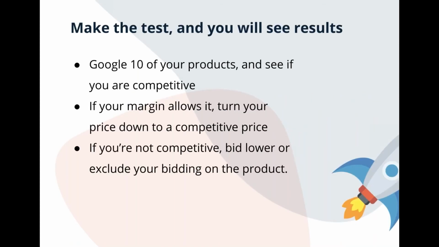You can make a simple test manually to see which products have competitive prices, where you take your top 10 best-selling products and search for them on Google Shopping. If you're not competitive, you need to set a lower price if your margin allows it, of course. If you're not competitive and your margin doesn't allow you to be, you need to bid lower or exclude the product from your marketing, so you don't waste marketing money on the product.